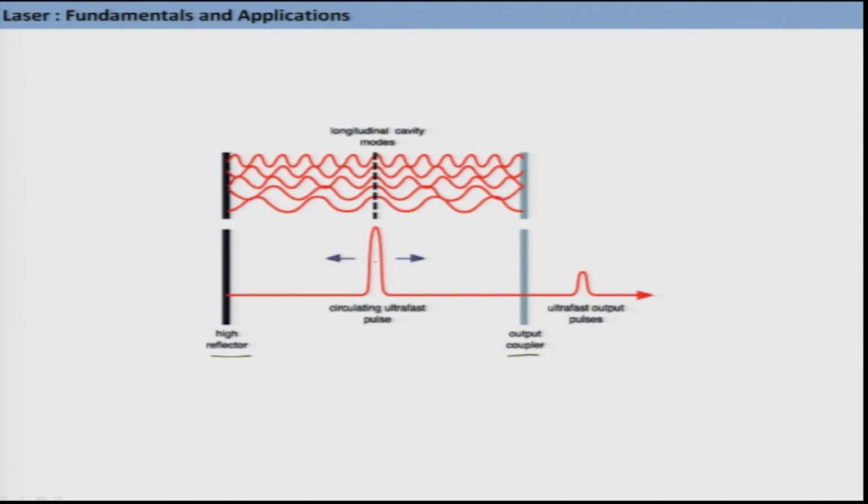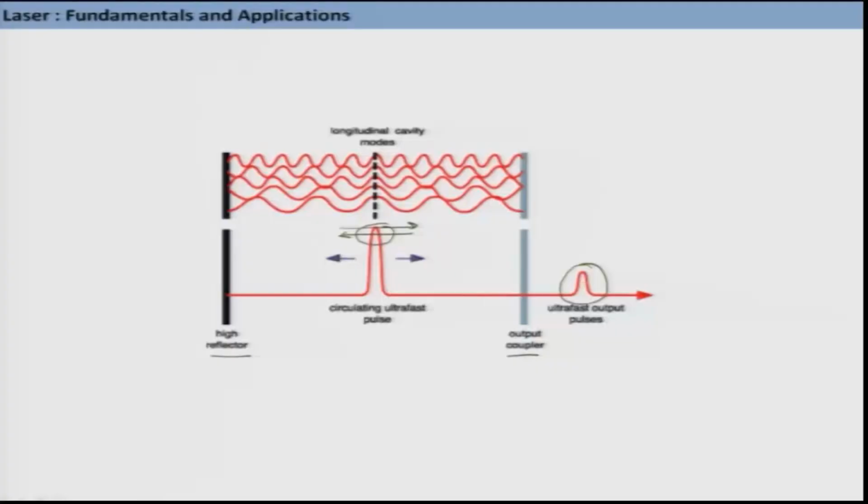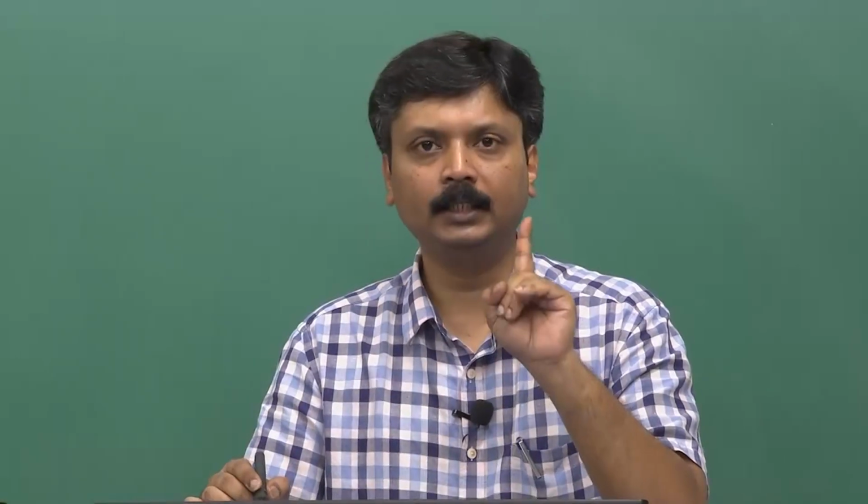So, if this particular pulse moves back and forth through the active medium, this only gets intensified more and more, okay. And the output coupler being partially transmittive, every round trip will throw some light out of the cavity. So, the distance between 2 successive such pulses will be equal to 1 round trip time, right. This is very easy to understand.